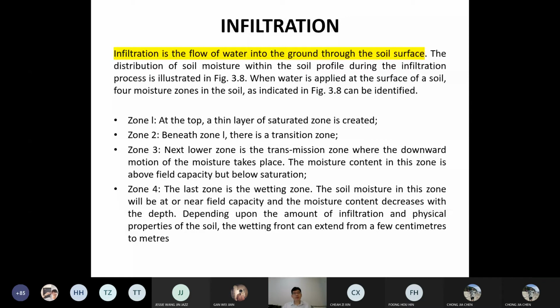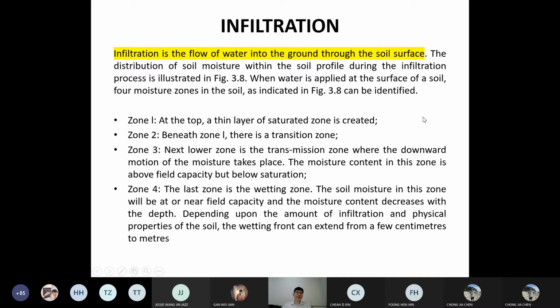Infiltration is where more people are interested and doing more investigation. After infiltration down into the soil, we cannot see it, and it becomes the groundwater, which attracts a lot of interest from scientists and researchers to investigate. So infiltration is the process of the flow of water into the ground through the soil. The distribution of the soil moisture within the soil profile during the infiltration process is illustrated in figure 3.8.